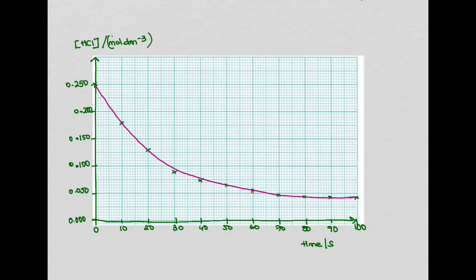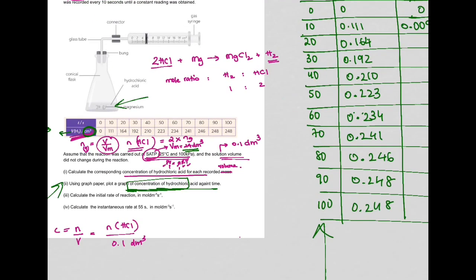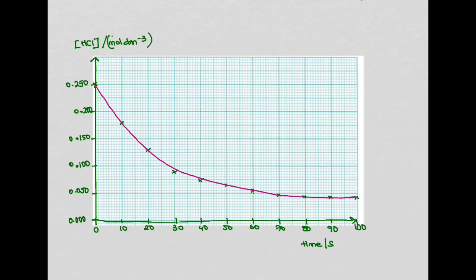So your graph looks a bit like this. Check your answers, your units, and your plotting, and include a smooth curve that goes through all the points. Mine is not going through this one. Make sure yours goes through all the points. And then you will need to find initial rate of reaction. So initial rate will be the rate at this point over here.